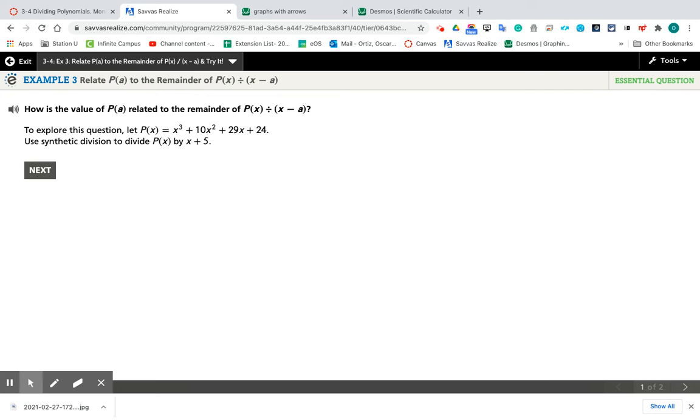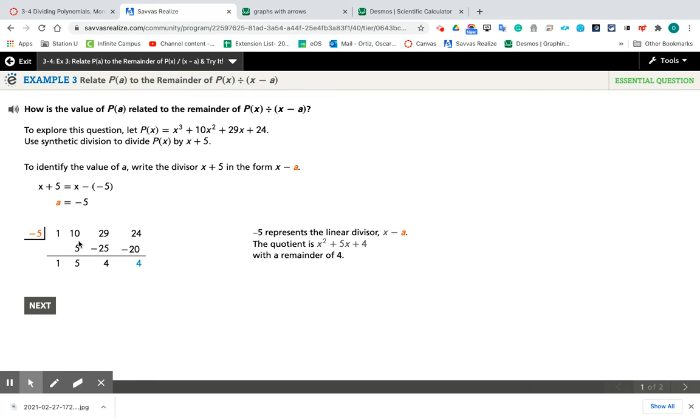What they did was synthetic division. So for synthetic division, don't forget that you just try to find the 0. So here we are dividing by x plus 5, and the value that makes this 0 is negative 5. So that's why you see here the value of a equals negative 5. And when they divide, they get remainder 4.